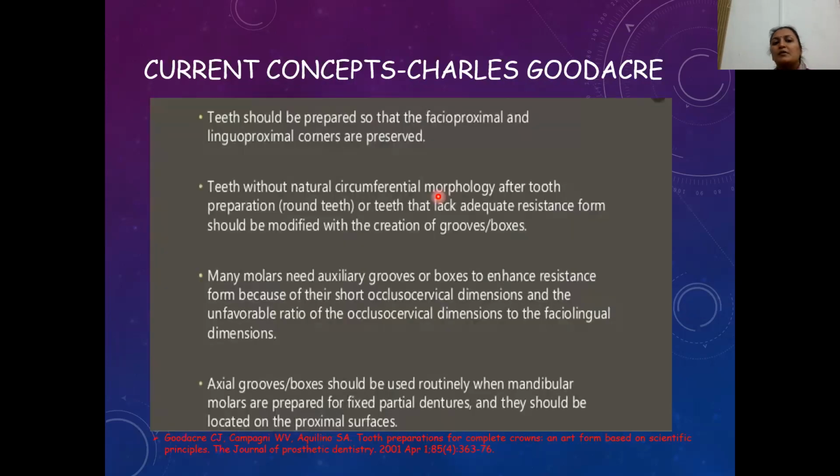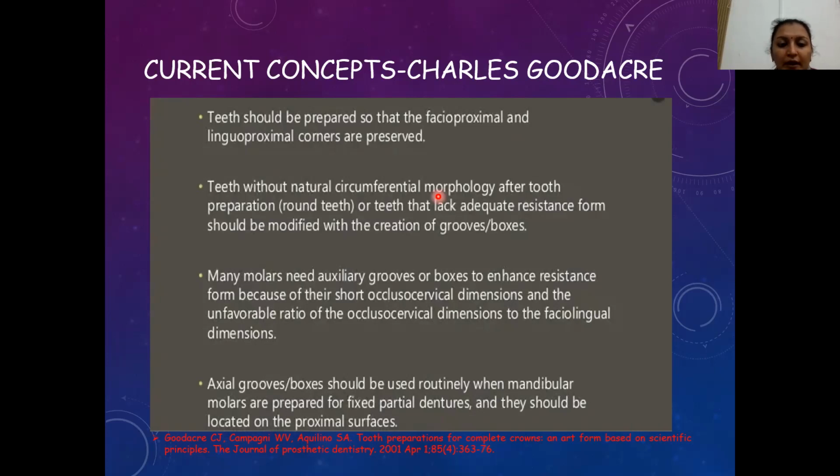The current concepts in tooth preparation, according to Charles Goodacre: teeth should be prepared so that the facio-proximal and linguoproximal corners are preserved. Teeth without natural circumferential morphology after tooth preparation, that is round teeth or teeth that lack adequate resistance form, should be modified with the creation of grooves or boxes.